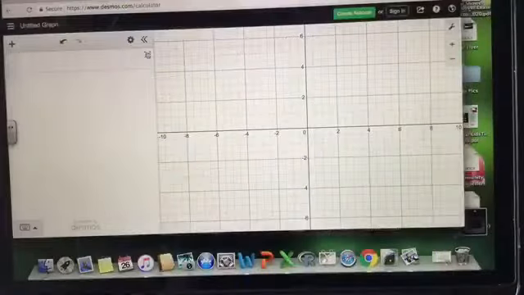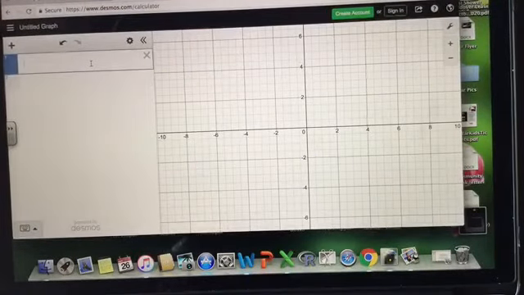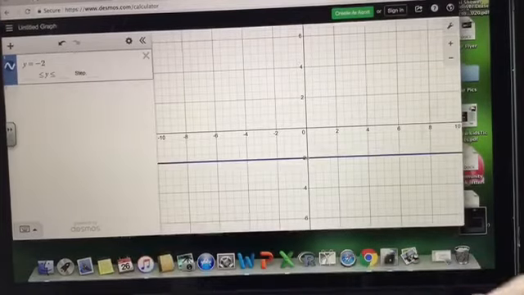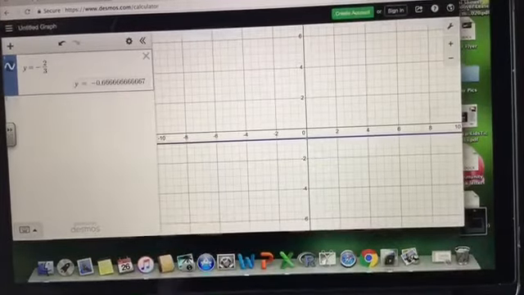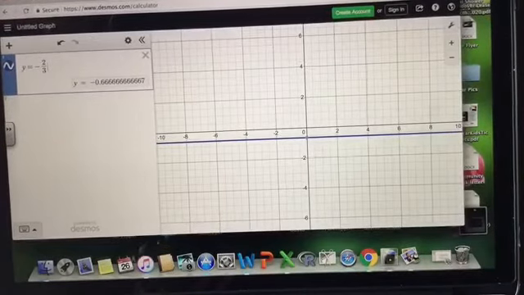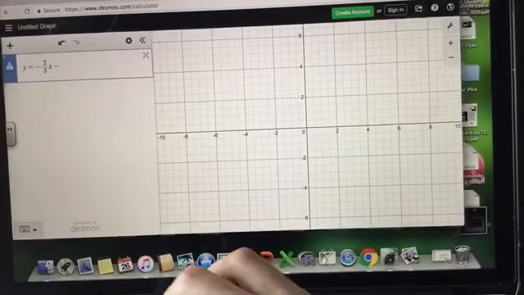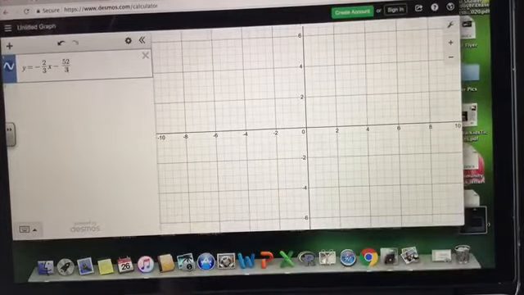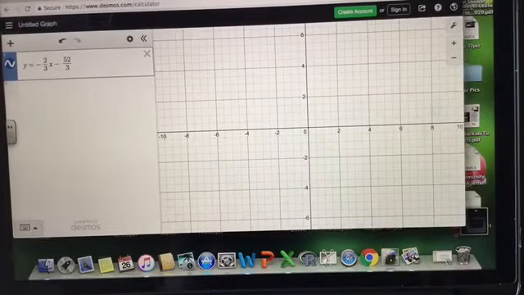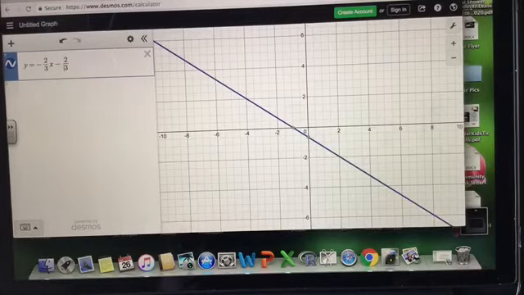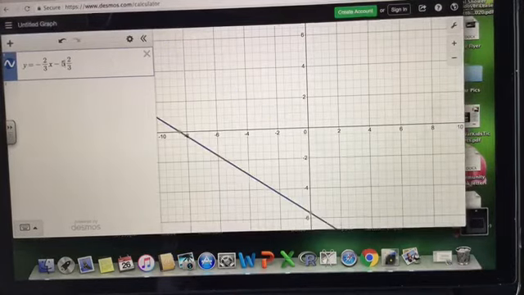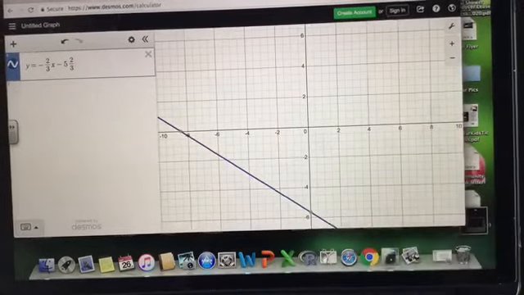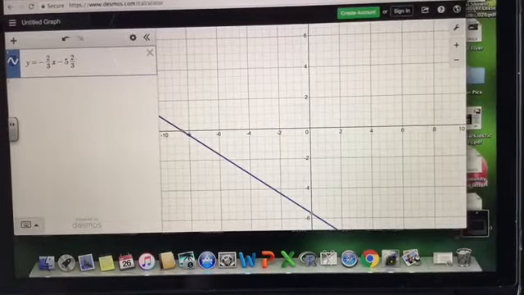All right, so we're back here on Desmos. We're going to type in our equation, y equals negative 2/3, and it's really intuitive with the fractions, which is great. x minus 5 and 2/3. Well, that's not great. There we go. So there's our line. I see that nice negative slope. And now let's check our points.